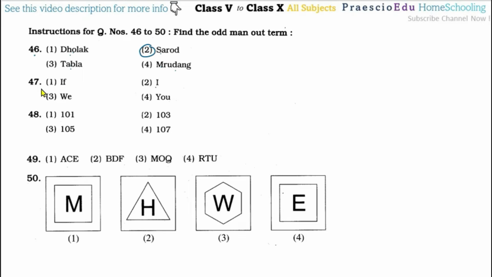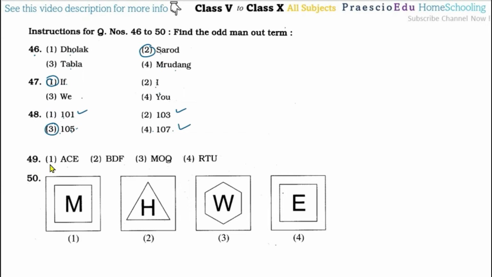Question number 47: if, then I, we and you. So I, we and you are pronouns, but if is not a pronoun, so that's why option number 1 is the different one. Question number 48: 101, then 103, 105 and 107. Now in this one, 101, 103 and 107 are all prime numbers, but 105 is not a prime number, so that's why option number 3 is the different one.